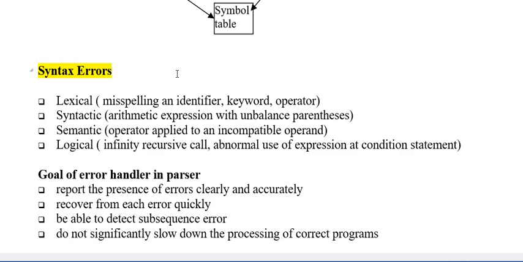Then an arithmetic expression with unbalanced parentheses is known as a syntactic error. Then operators applied to an incompatible operand is known as a semantic error. Lastly, an infinite recursive call and abnormal use of an expression in a condition statement are known as logical errors. This syntax error and its four types are very important for your examination question. You can take a snap of this one.